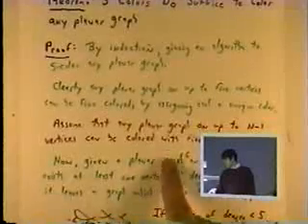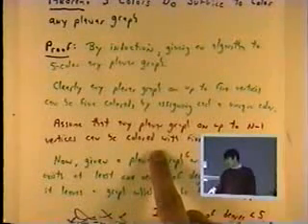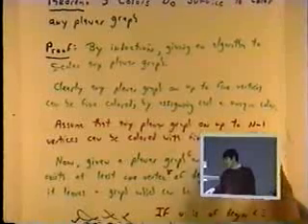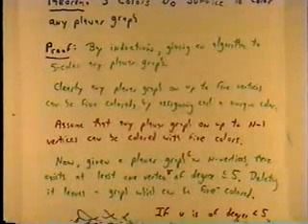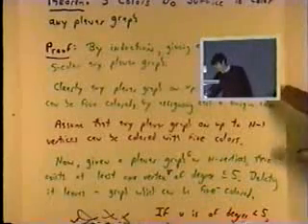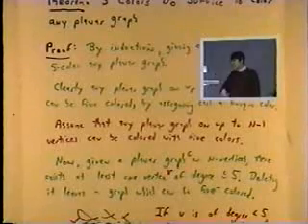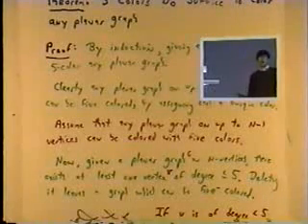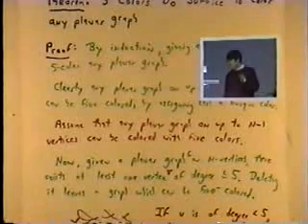I'm now going to assume by induction that any planar graph on up to n minus 1 vertices can be 5-colored. So for n equals 5, you can do it. Now let's assume that for up to n minus 1 vertices, any planar graph on n minus 1 vertices can be 5-colored.